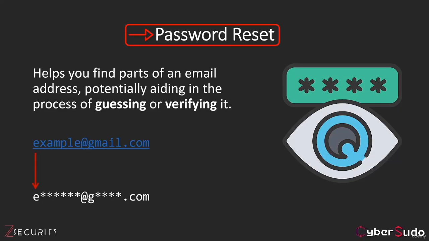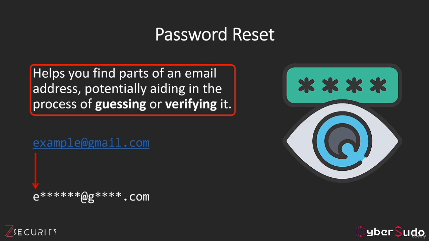Password resets is the next method that I would like to show you to find someone's personal email address. Now you have already learned how you can utilize Find My Account on Facebook to find partial information about the person's email address or phone number. And this partial information might help you to guess the person's email address or verify it.